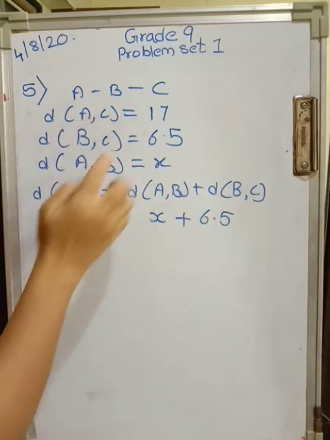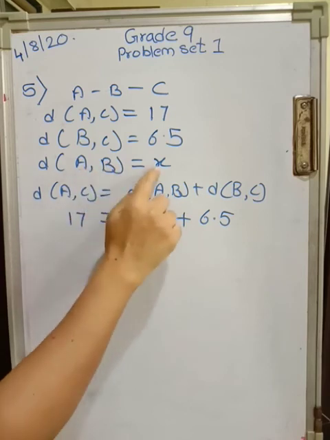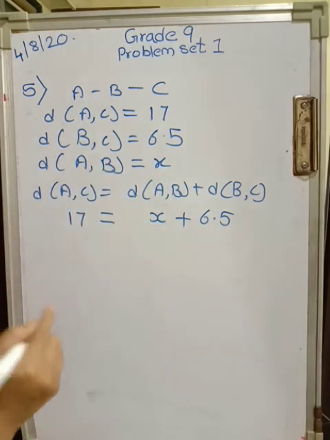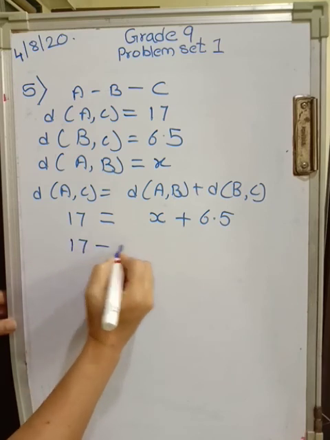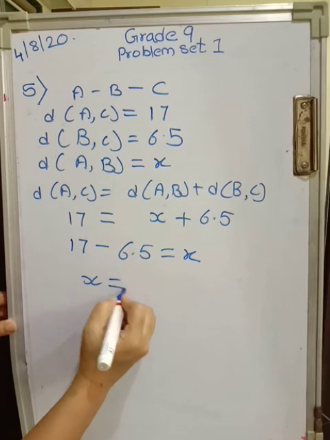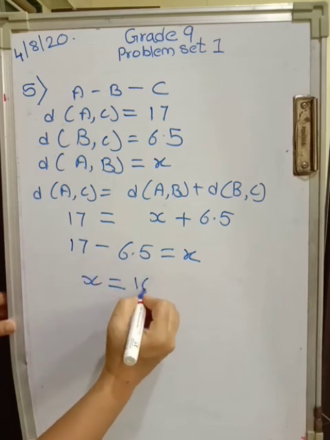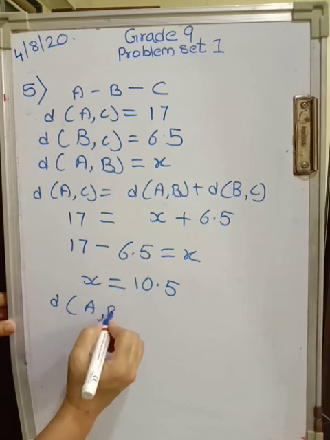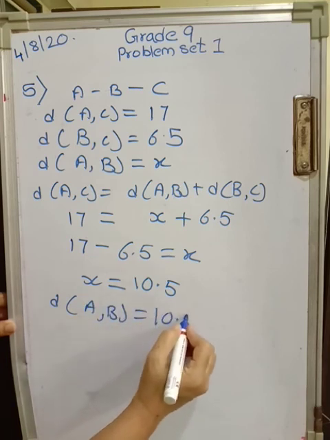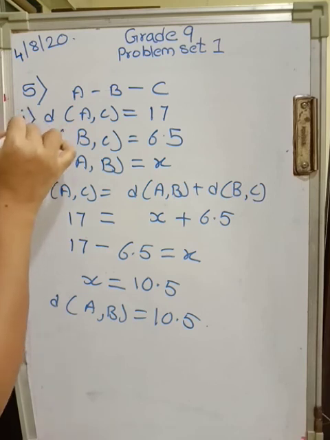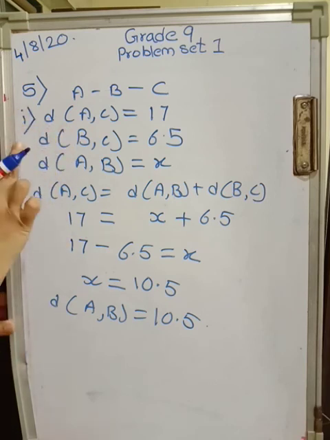How much is AC given? 17. AB we are supposed to be finding out, and therefore I have written it as X, plus 6.5. Now X value we have to find. So 17 minus 6.5 is equal to X. So X is equal to 17 minus 6.5, which comes out to be 10.5. So distance AB is equal to 10.5. So from the fifth, this was the first question I have done. The second is similar to the first question, so you can do it on your own.